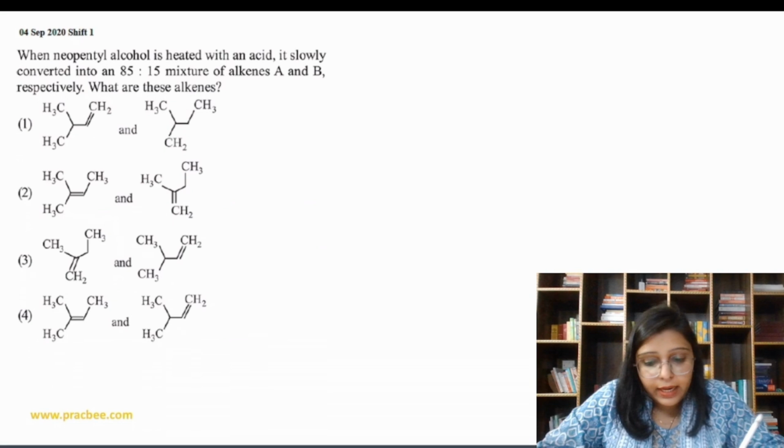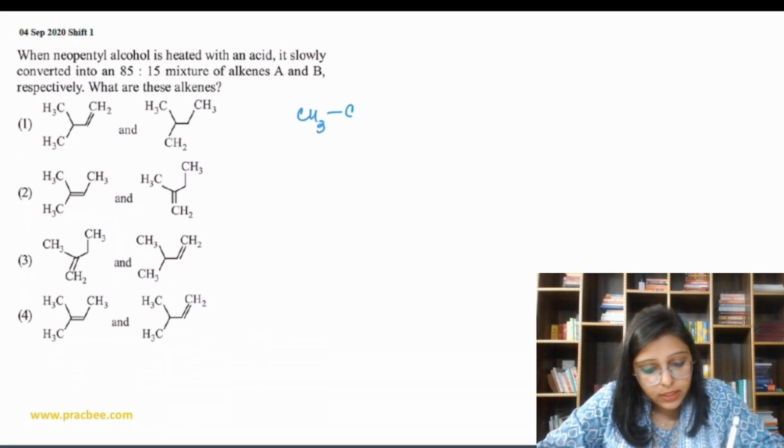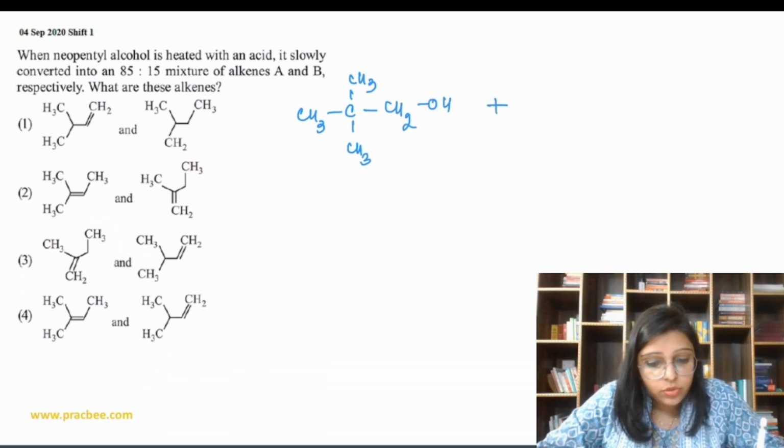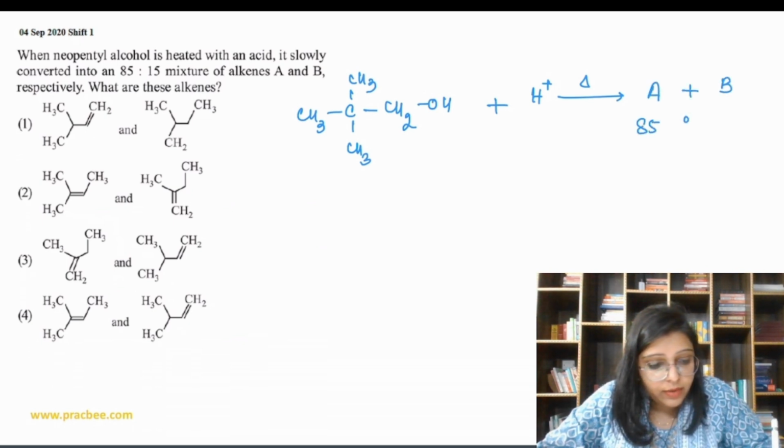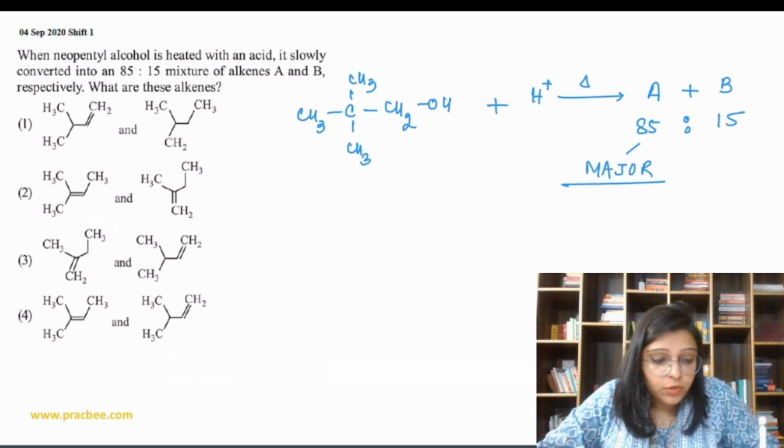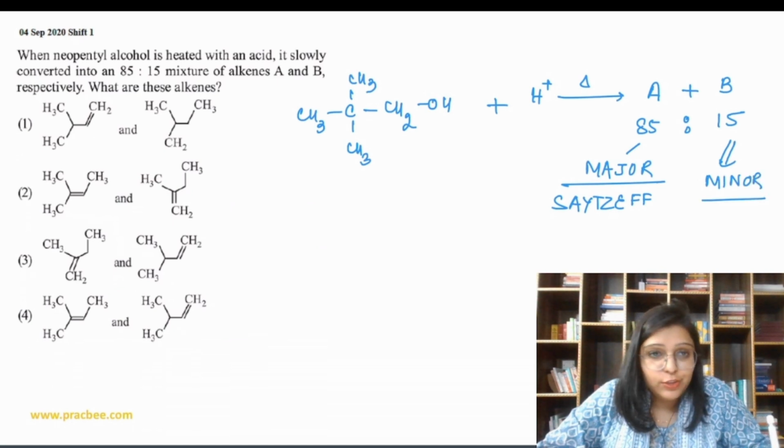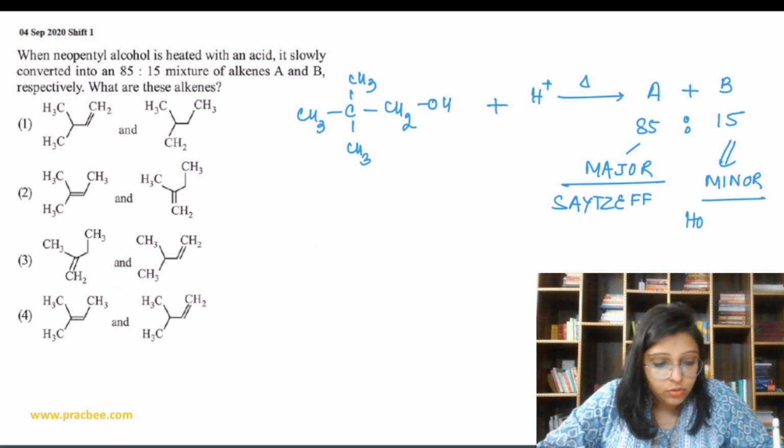So we have neopentyl alcohol. What is neopentyl alcohol? CH3, CH3, CH3, and this is CH2OH. It is heated with an acid. So if it is heated with an acid, H plus, with heating, we get a mixture of alkenes A and B in the ratio of 85 to 15. That is, 85 is the major product, this is going to be the Saytzeff one. And 15 is the minor product, and this is going to be the Hofmann one.